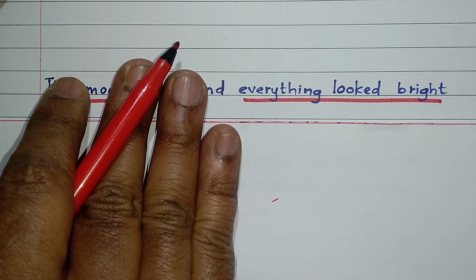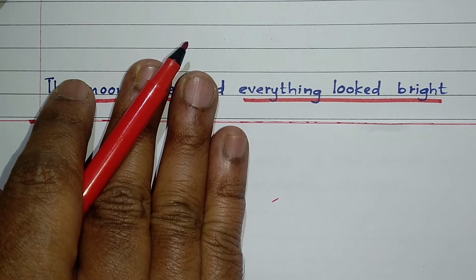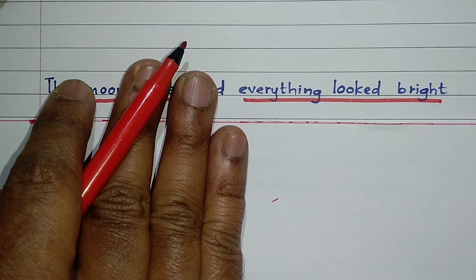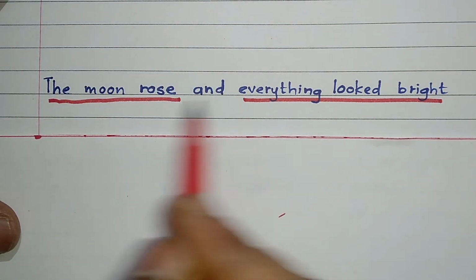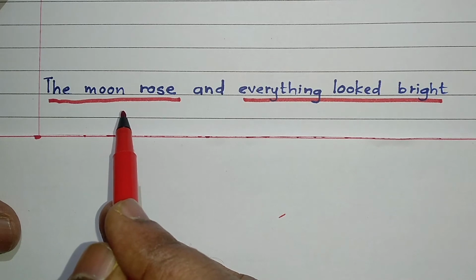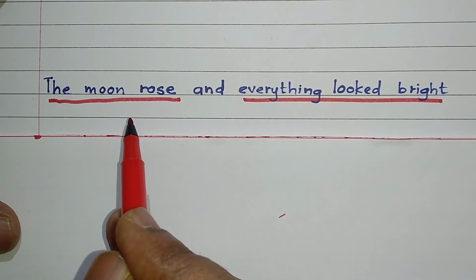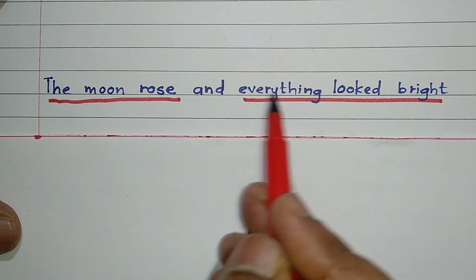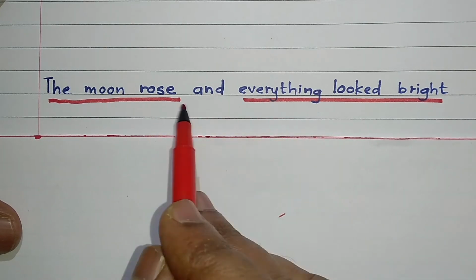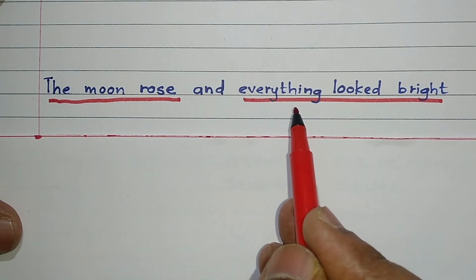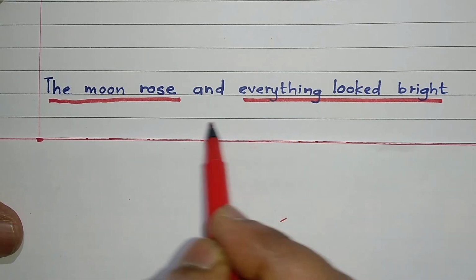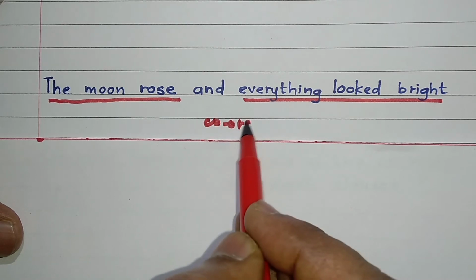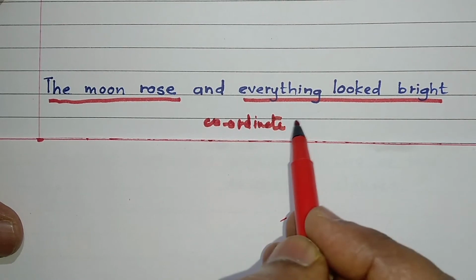Similarly, everything looked bright. Does it make sense on its own? Yes, it does. So it is also an independent clause. So therefore, friends, both these clauses are independent clauses. They make complete sense on their own. They don't require the other. They are of the same order, that is of equal rank, and therefore both these clauses are called coordinate clauses.